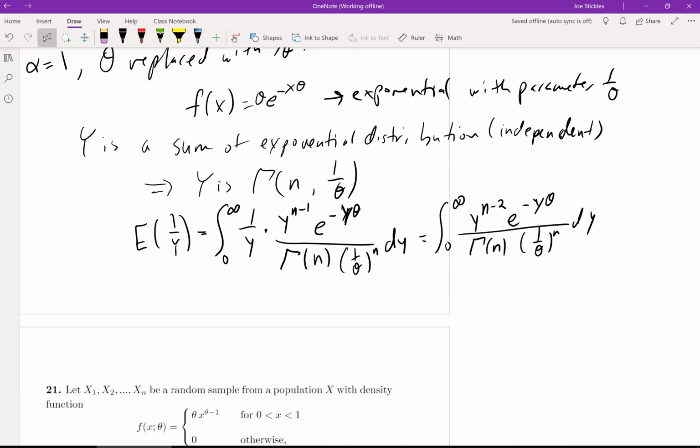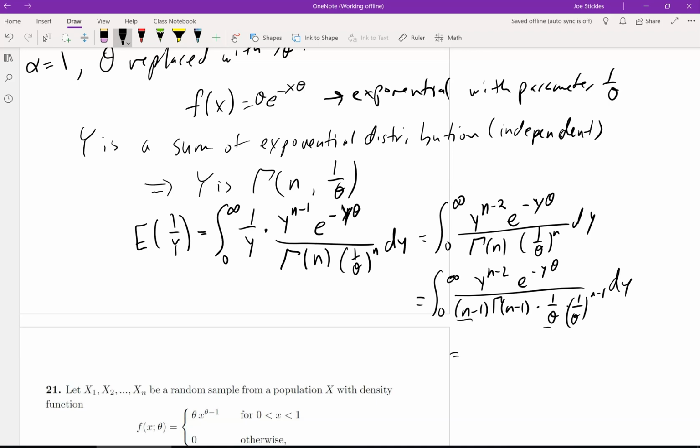Well, if I pull out a 1 over theta, I can make this an n minus 1. And I could also use our property of the gamma function to get this in terms of n minus 1. So let's do that. We have y to the n minus 2, and we have an e to the minus y theta. This is n minus 1 times gamma of n minus 1. And this is 1 over theta times 1 over theta to the n minus 1, dy. Now I can pull out this n minus 1 and this 1 over theta. So I get theta over n minus 1, integral from 0 to infinity, y to the n minus 1 minus 1, e to the minus y theta over gamma of n minus 1 times 1 over theta to the n minus 1.